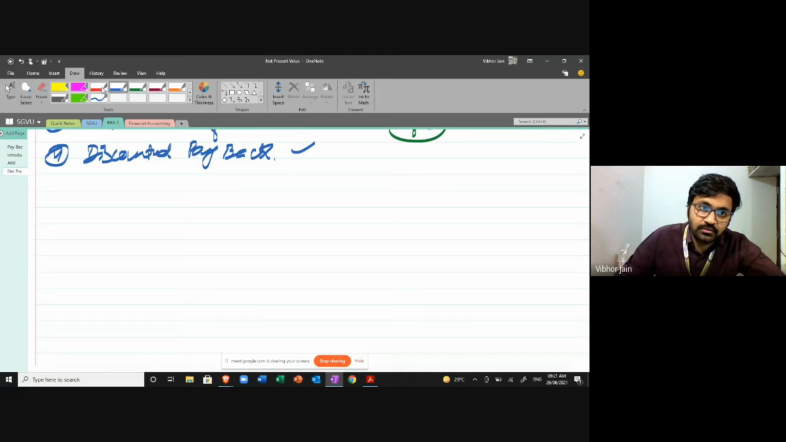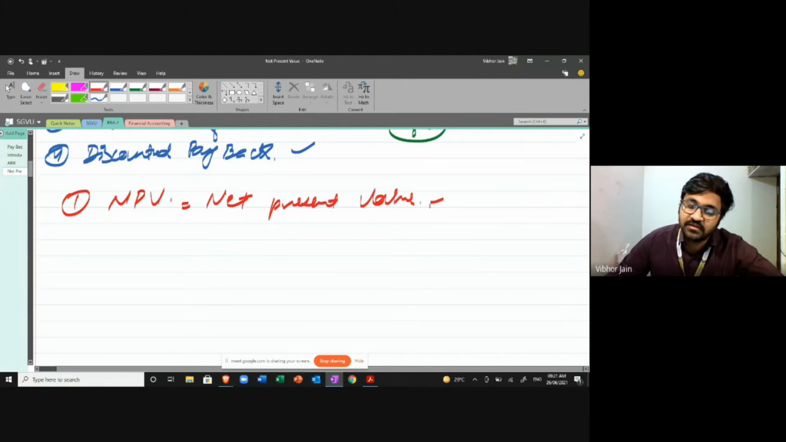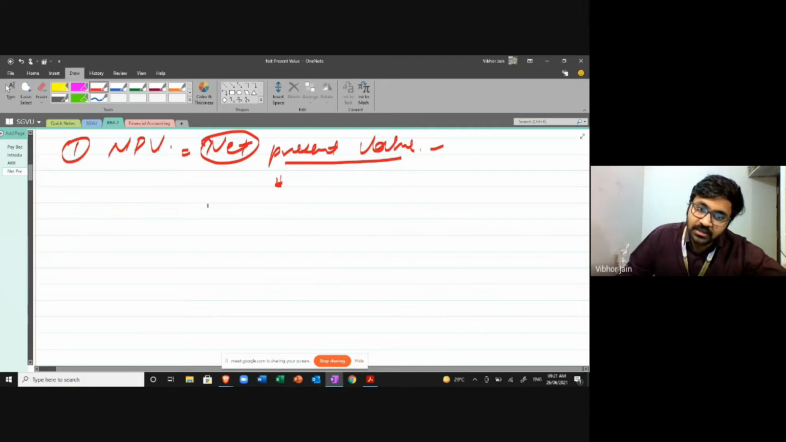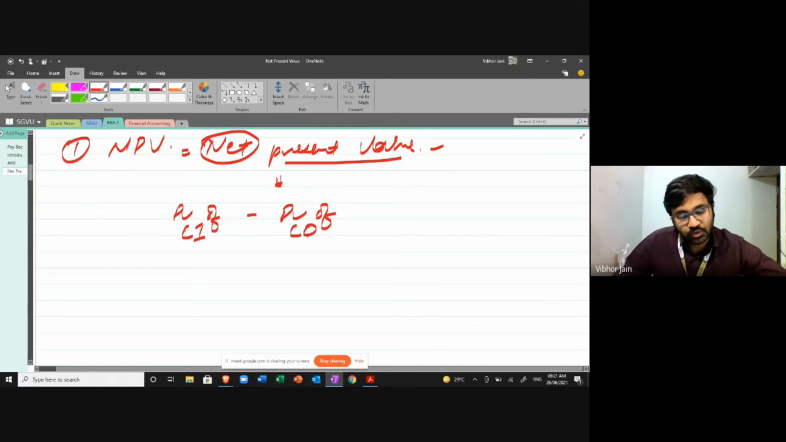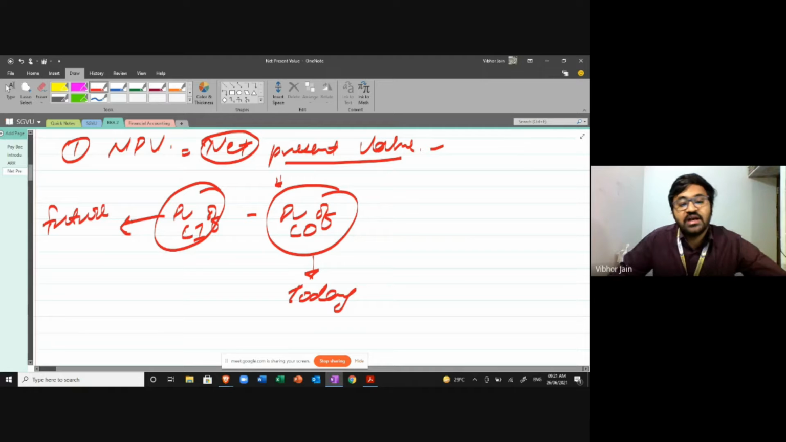NPV method means net present value. We have already talked about this in the class, so I'll just give you a brief review of what we already talked about. See, what is the meaning of net present value? It means the present value of cash inflow minus present value of cash outflow. Since this cash outflow is happening today, and the return from the project will happen sometime in the future, right? The return we'll get sometime in the future.